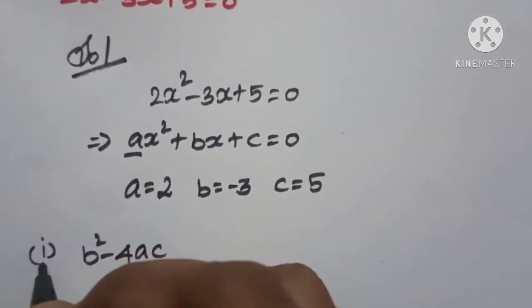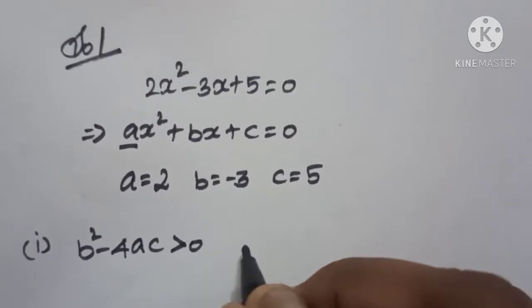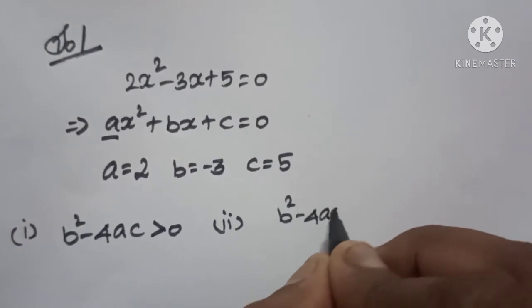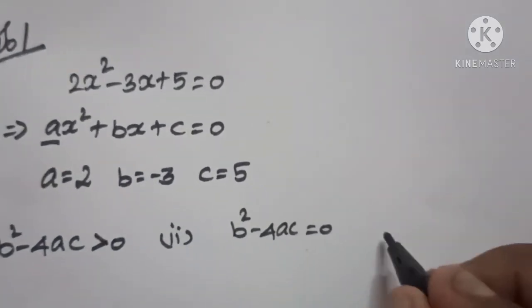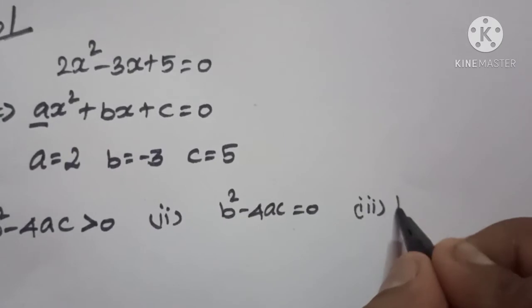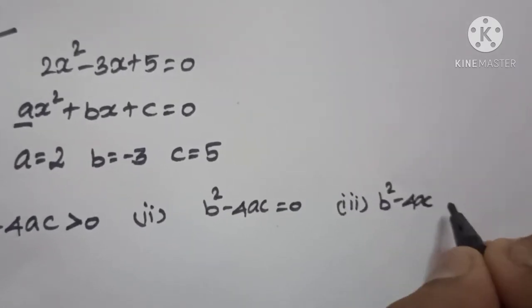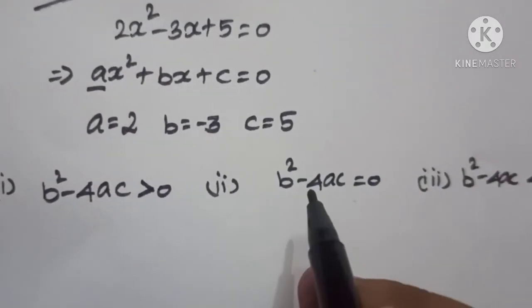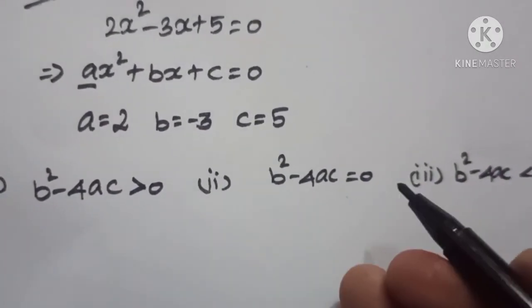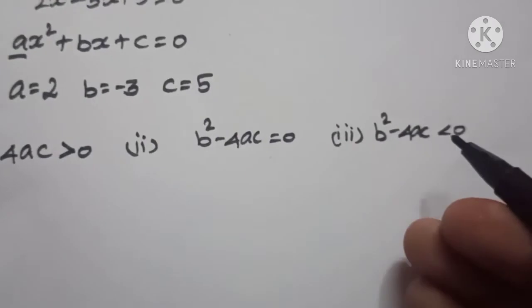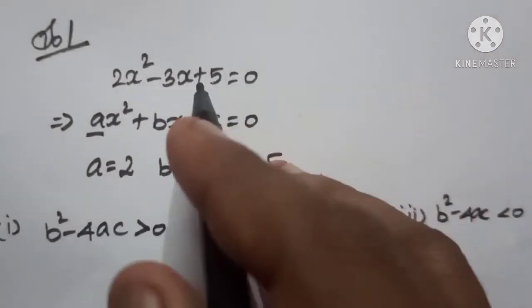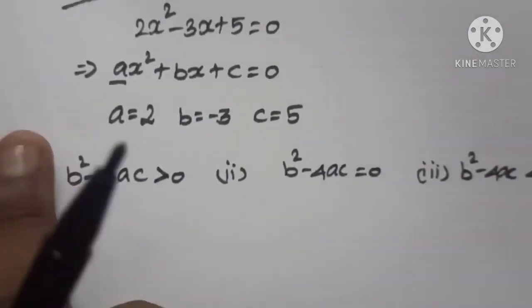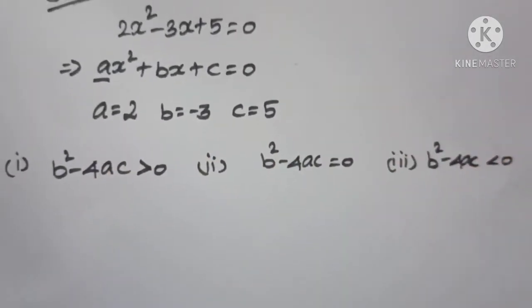First case is b square minus 4ac is greater than 0, second case is b square minus 4ac is equal to 0, and third case is b square minus 4ac less than 0. So in these two conditions we have a root, whether distinct roots or equal roots, and in this one there is no root. So we need to check whether this equation has a root or not. Okay, so this is for your clarification. I have to write it down.